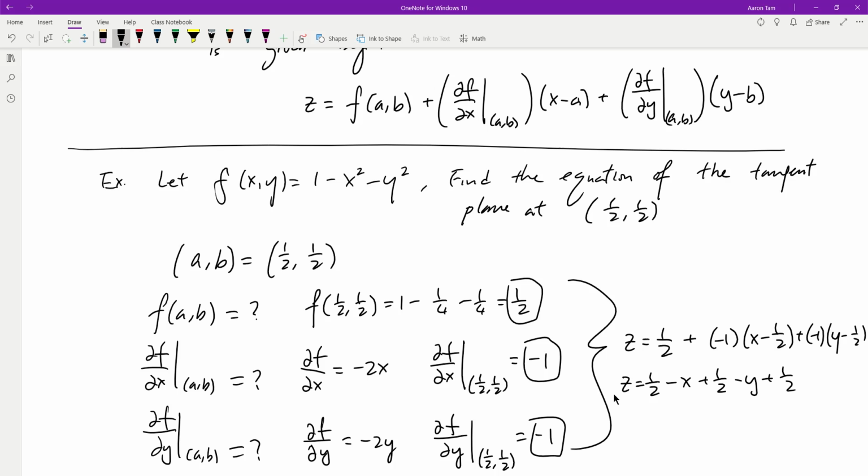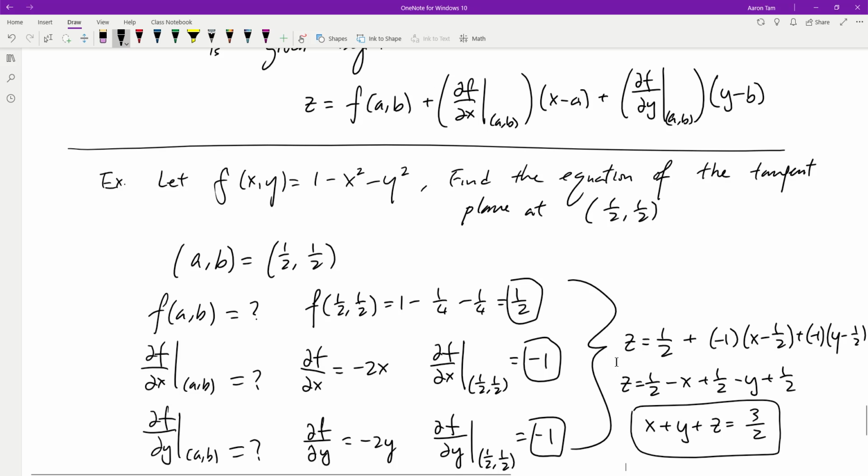Now what I want is to have this in what we call standard form. So I'm going to move the x and the y over and keep these three 1/2s together, and therefore form this equation. That would be the tangent plane formula. That's how I would like you to write out your tangent plane equation, in standard form. Even though the formula given to you is not in standard form, once you plug in everything, I want you to put your answer into standard form.